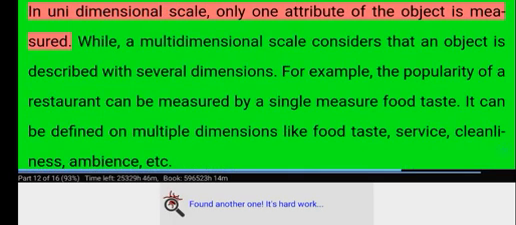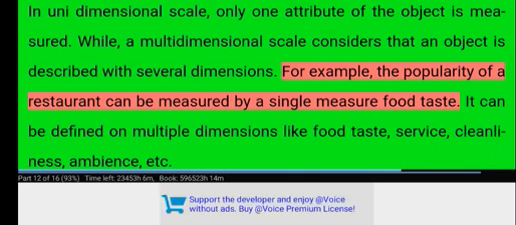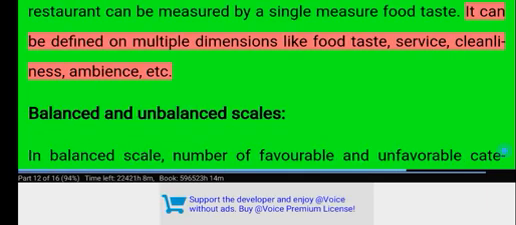Unidimensional scale. In a unidimensional scale, only one attribute of the object is measured, while a multidimensional scale considers that an object is described with several dimensions. For example, the popularity of a restaurant can be measured by a single measure, food taste. It can also be defined on multiple dimensions like food taste, service, cleanliness, ambience, etc.